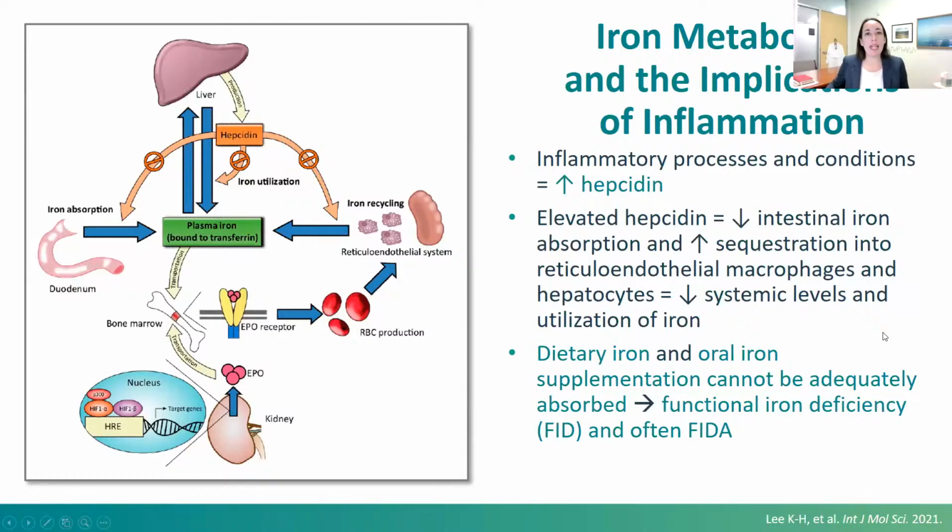So over time, in individuals who have chronic inflammation and chronically elevated hepcidin, they will develop what's called functional iron deficiency, or FIDA. This is in contrast to absolute iron deficiency. So absolute iron deficiency means your absolute stores are very low. You just are not getting enough iron in, which classically happens in young children who are drinking too much milk and not getting enough iron in their body.